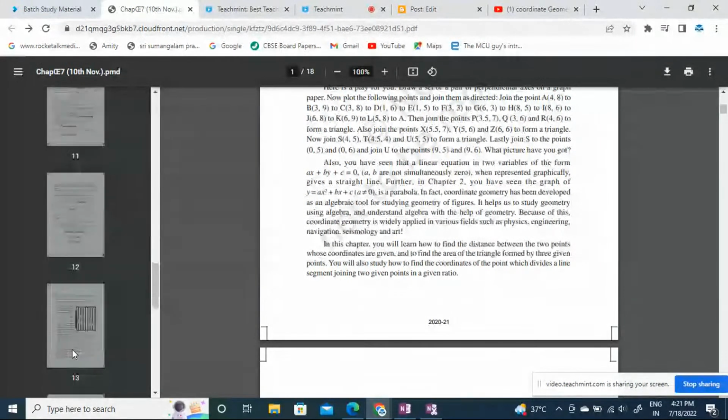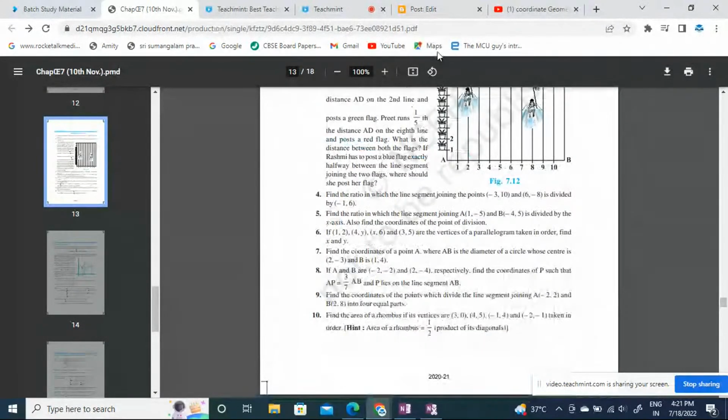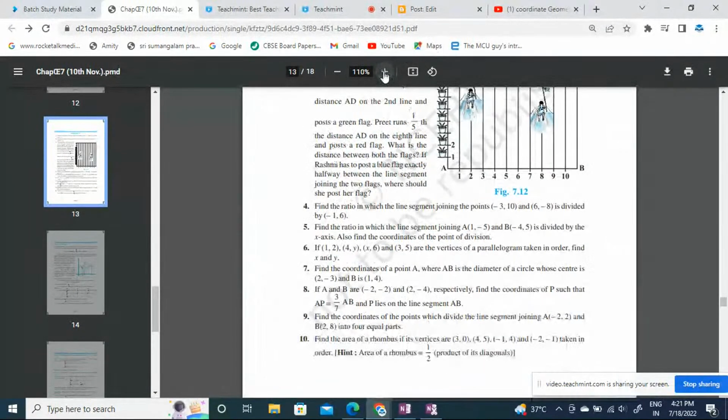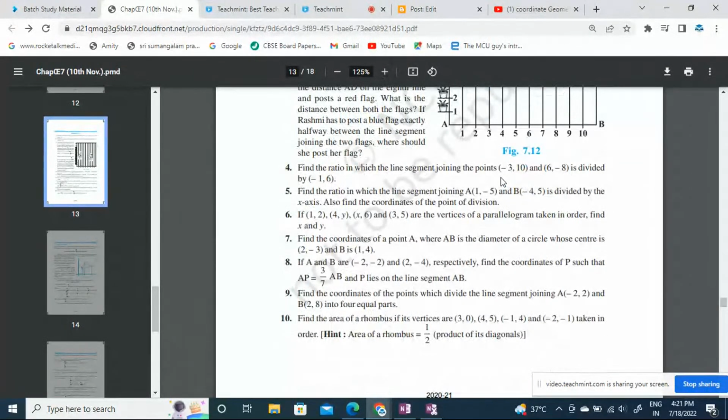Now the next question of the exercise we have is question number 7.